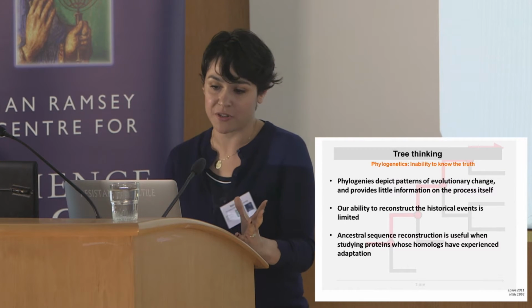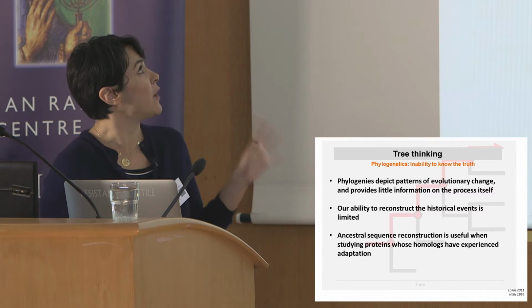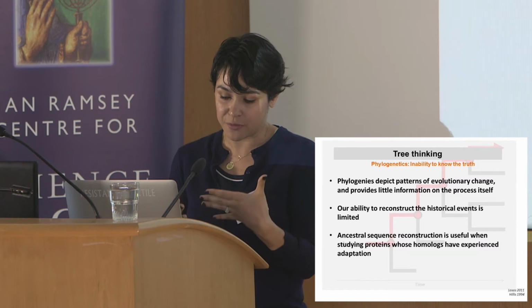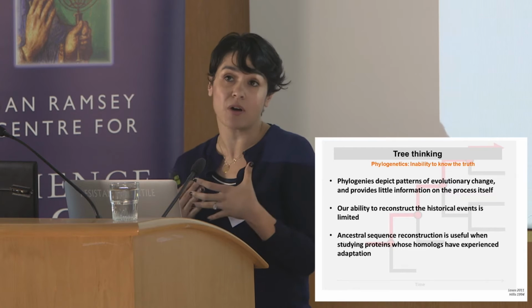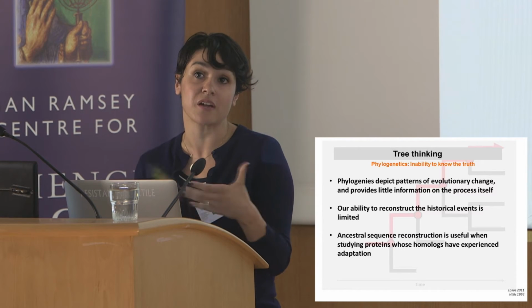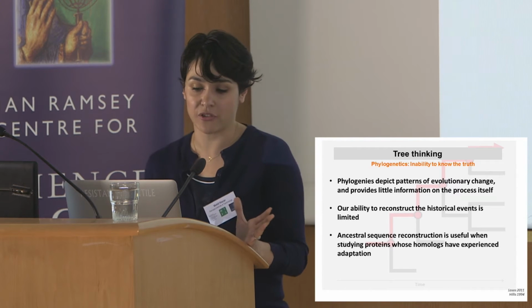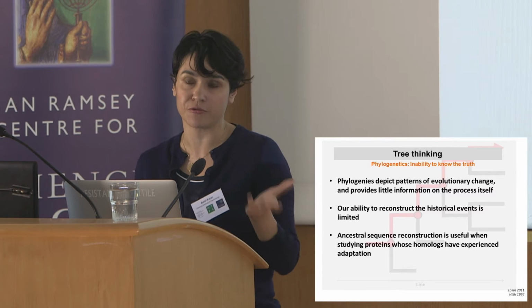That is also referred to as the inability to know the truth. We can depict the patterns of evolutionary change, however, it provides little information on the process itself. We can know how the proteins look, but we don't know what actual processes carried them out through time. So therefore, phylogenetics was hampered by its inability to know the true phylogenies.